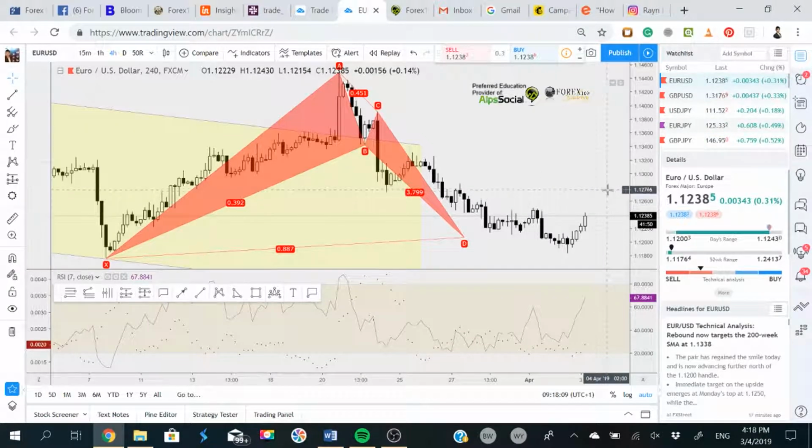1.1294, which is here. All right, so wait for the market to reach this price. I'll be shifting my stops to entry and taking profit on target 1.